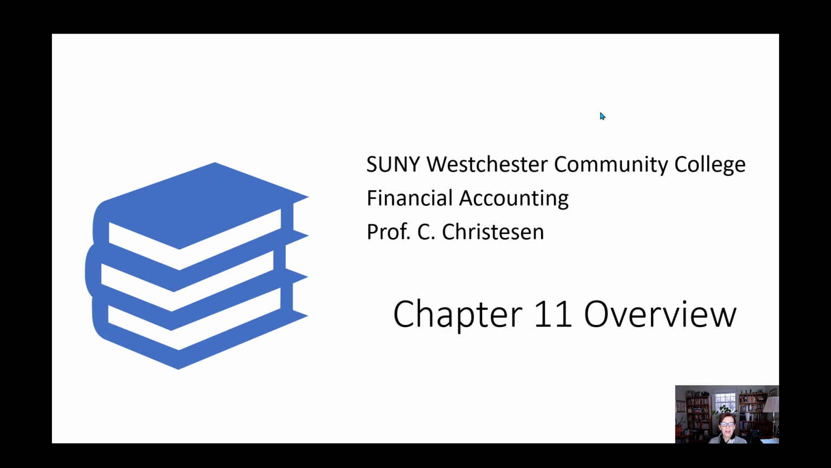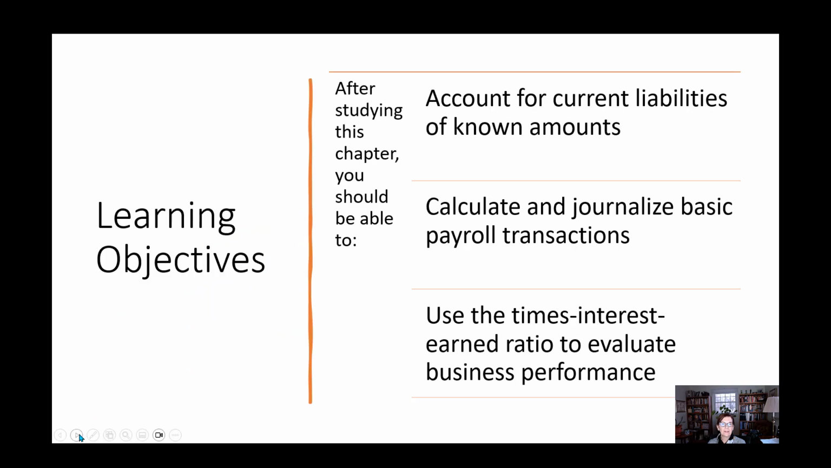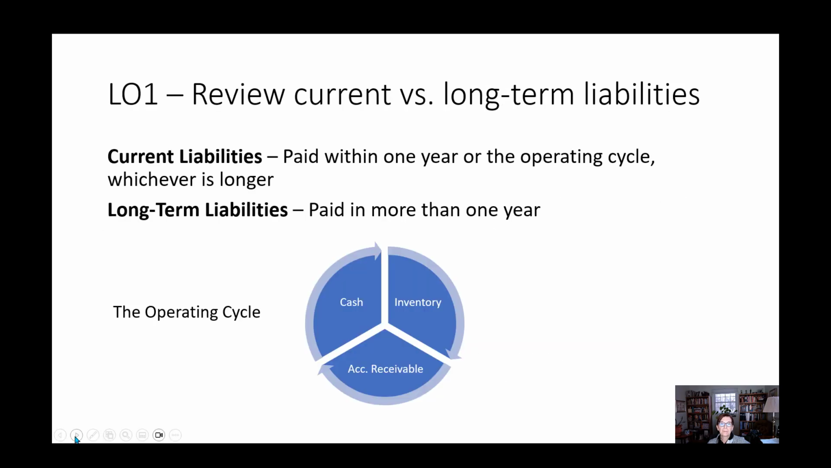Welcome to this chapter overview video where we're going to be taking a look at chapter 11, which is all about current liabilities. So after this chapter, you should be able to account for current liabilities of known amounts, calculate and journalize basic payroll transactions, and use the times interest earned ratio to evaluate business performance.